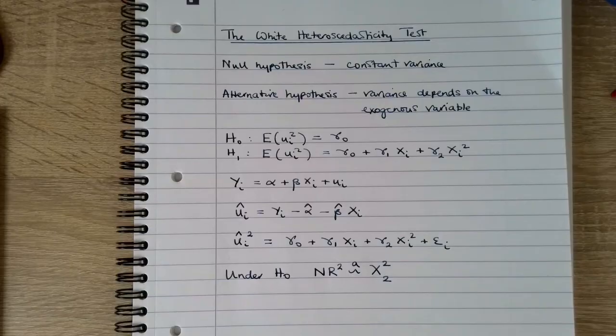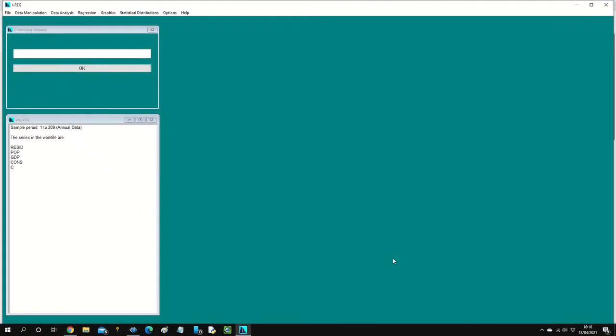So once we've estimated the auxiliary regression, then we note that under the null hypothesis we can take the output of the auxiliary regression and construct a test statistic for the null hypothesis that the variance is constant. And that test statistic is equal to nR squared, where n is the number of observations and R squared is the coefficient of determination. That's distributed as chi-squared with 2 degrees of freedom. So let's look at a particular example of how we construct this test.